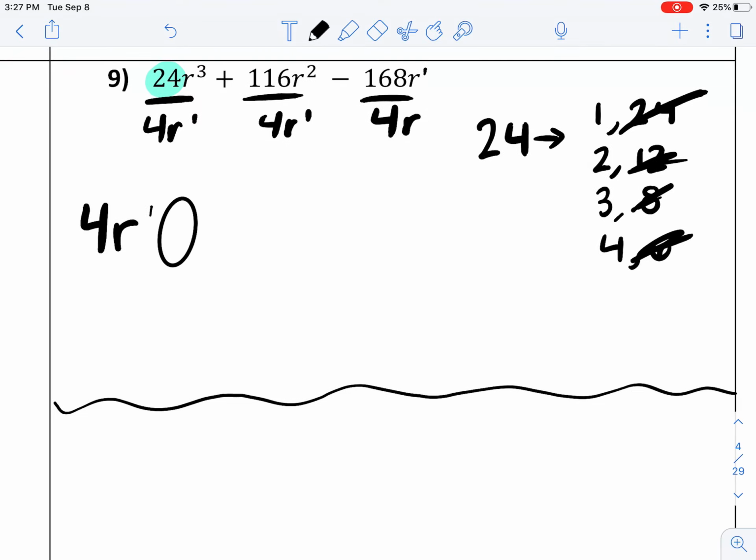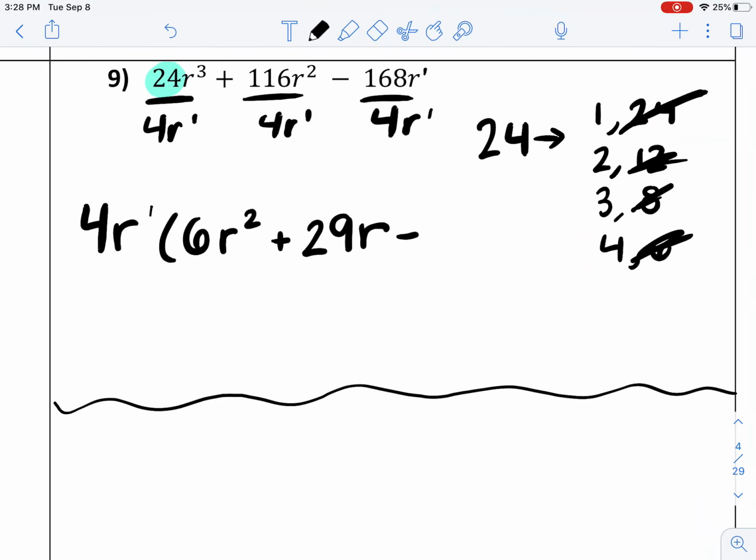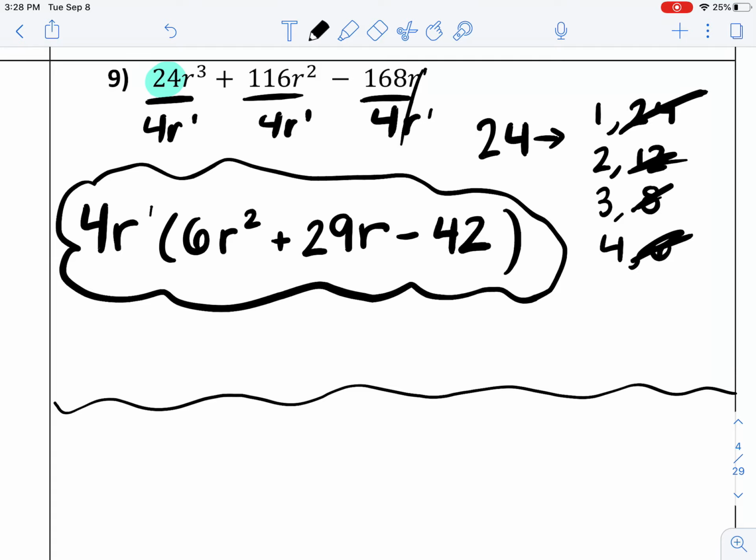So when I divide, 24 divided by 4 is 6, and r cubed divided by r to the first, 3 minus 1 is 2, so that's 6r squared, plus 116 divided by 4 was 29, and r squared divided by r to the first is just r, and then 168 divided by 4 is 42. So that's minus 42, and the r's cancel. So that is our answer.